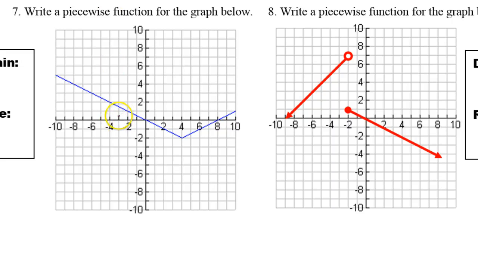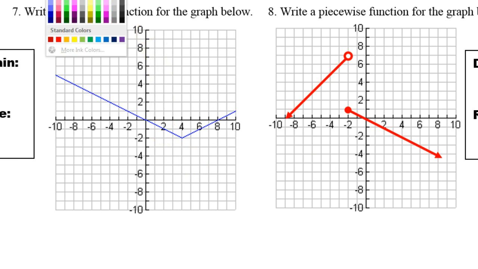Alright, in this video, I'm going to show you how to create a piecewise function when you're given the graph of a piecewise function. And you might notice that specifically number 7 is an absolute value function, but we can treat it like any other piecewise function as we create the equation for it.